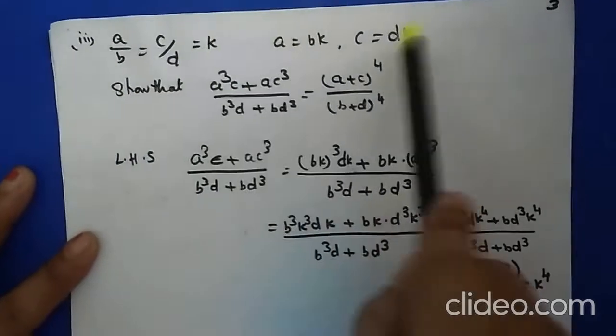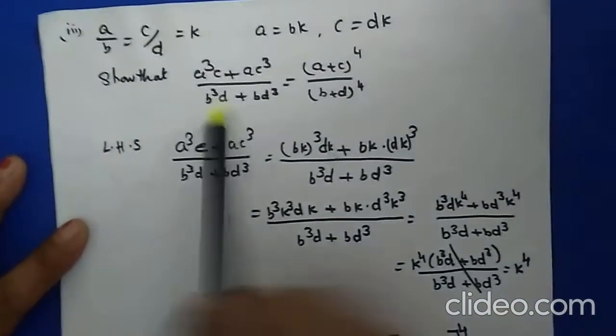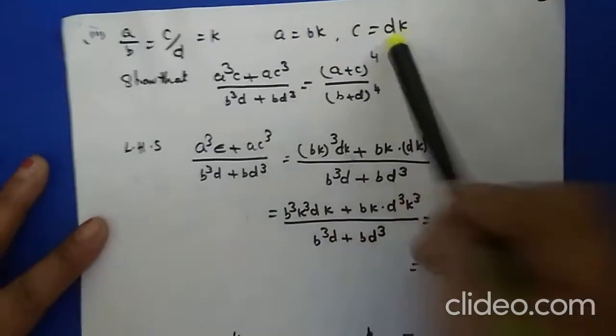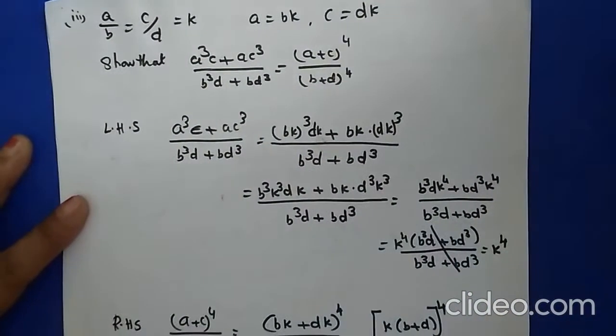In the place of C, DK substitute. Now, I am going to take the left hand side. Substituting in the place of A, BK, and C is equal to DK, you are getting K to the power of 4.